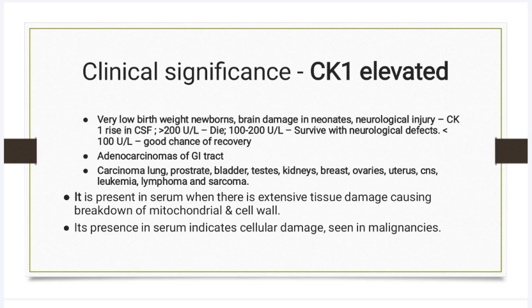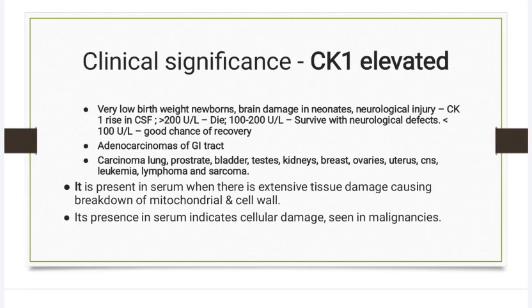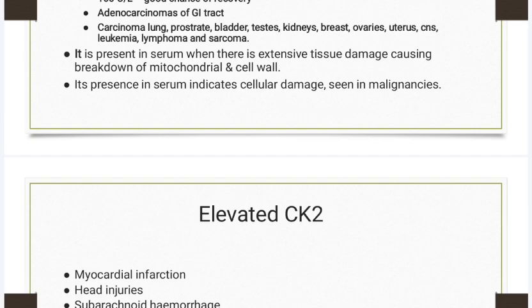And it is also increased in the adenocarcinoma of GI tract, in various other cancers like lung, prostate, bladder, testis, kidney, breast, ovaries, uterus, leukemia, lymphomas and sarcomas. It is present in serum when there is extensive tissue damage causing breakdown of mitochondria and cell wall. Its presence in serum indicates cellular damage. It is seen in malignancies.